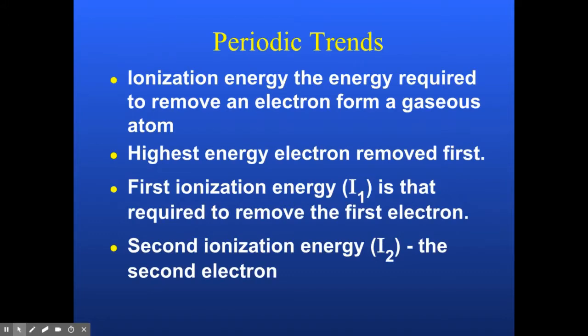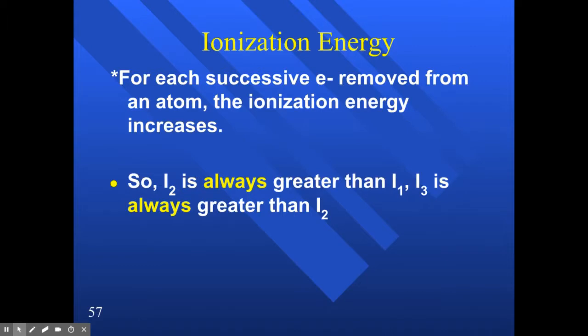And then we would say second ionization energy, I2. That means we're removing a second electron from the atom. I3 would be if we are removing the third, I4 removing the fourth electron from an atom. Each time you remove an electron from an atom, the ionization energy increases. Remember, this is all about the attraction of those negative electrons to the positive nucleus.